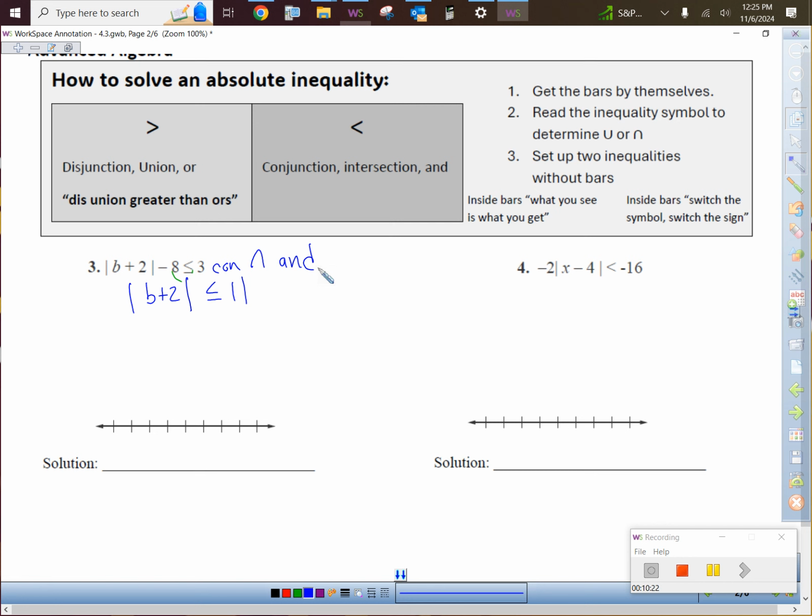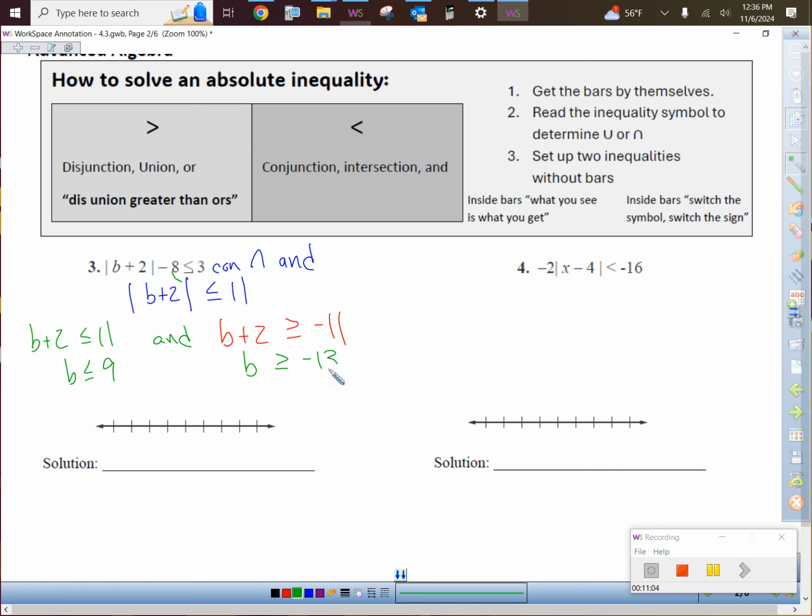So, all right, let's see if we can set up two inequalities. Take what's in the bars. What you see is what you get. And take what's in the bars, switch the symbol, switch the sign. And then, of course, the algebra. So b is less than or equal to 9. b is greater than or equal to negative 13. Holy cow, that is 22 apart.